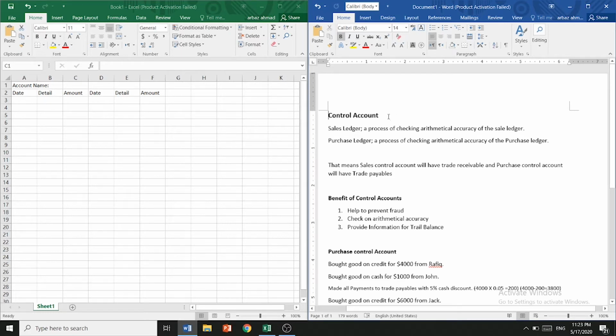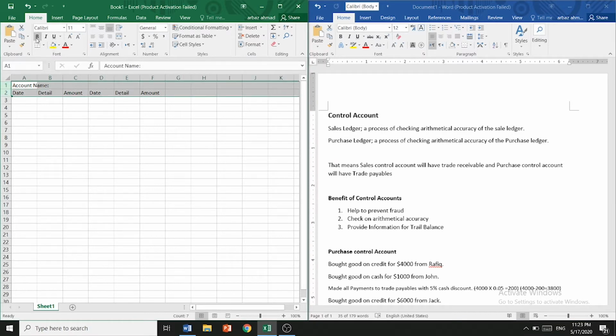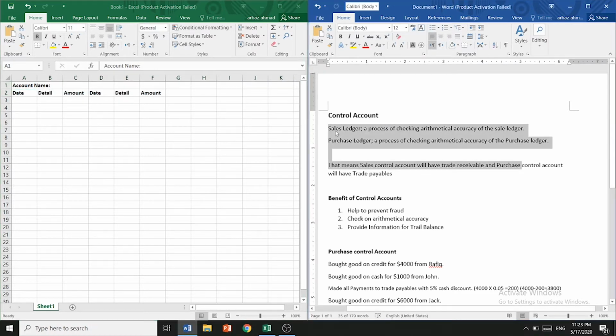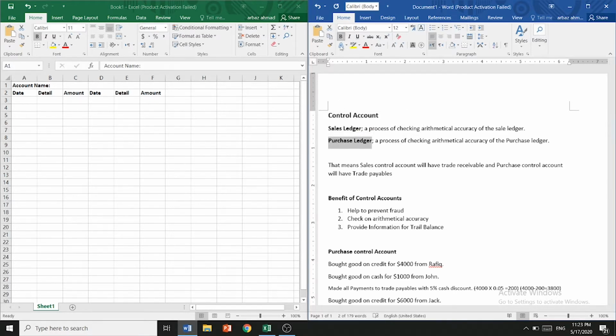Alright, so today we are going to do control account. Okay, so basically I have already listed the information over here and I have made the simple account the heading of the ledger. Okay, I hope you are familiar with that. So basically control account is separated into sales ledger and purchase ledger.